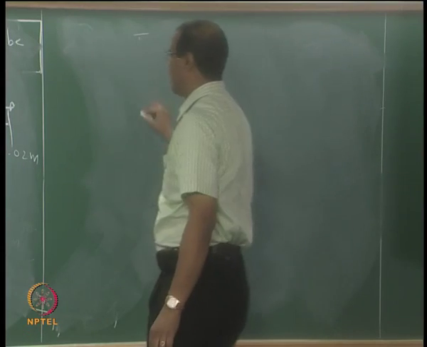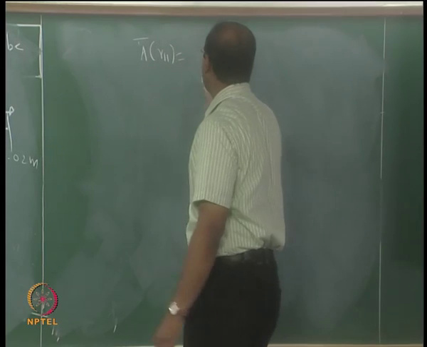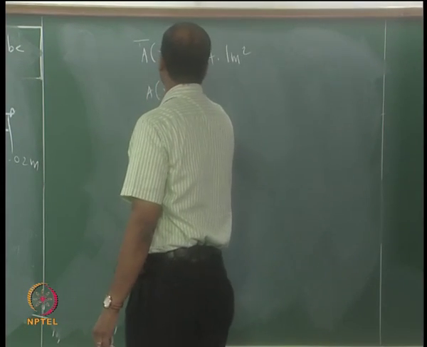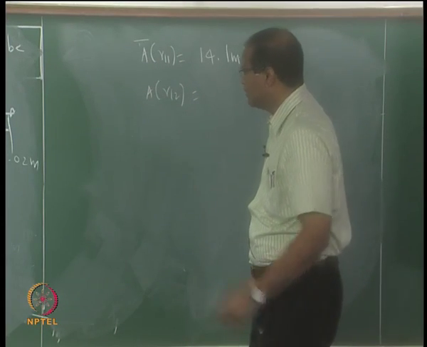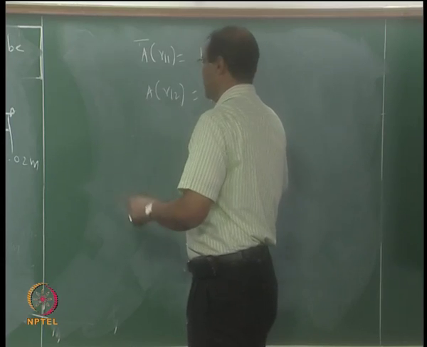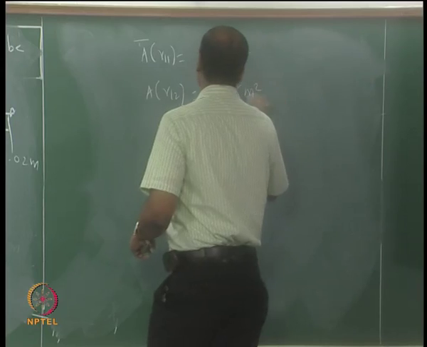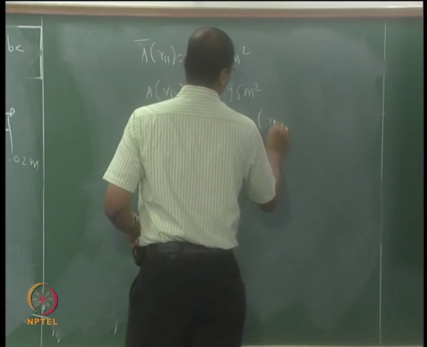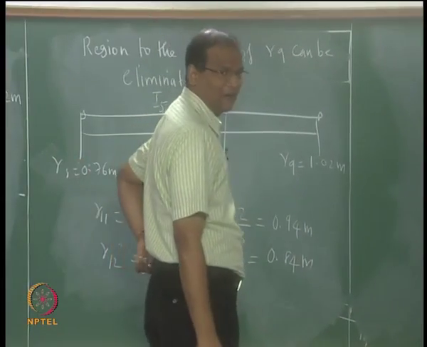So what is A of R11? 14 point. A of R12 should be more. Huh? Oh, okay. That is closer to the answer. 13 point. So the region to the right of R11 can be eliminated.